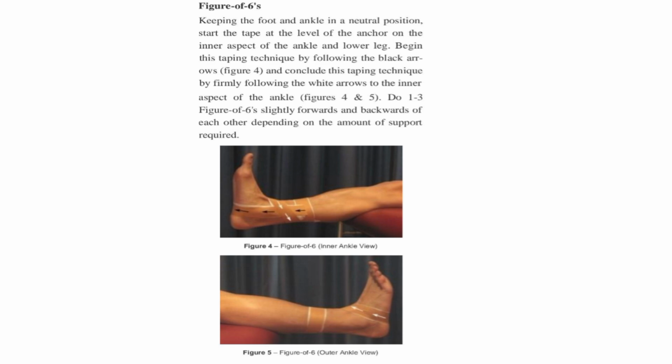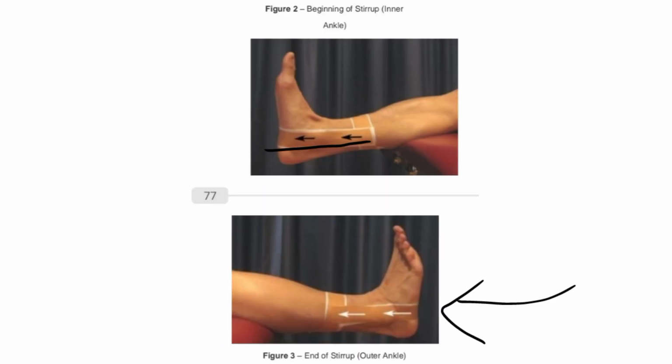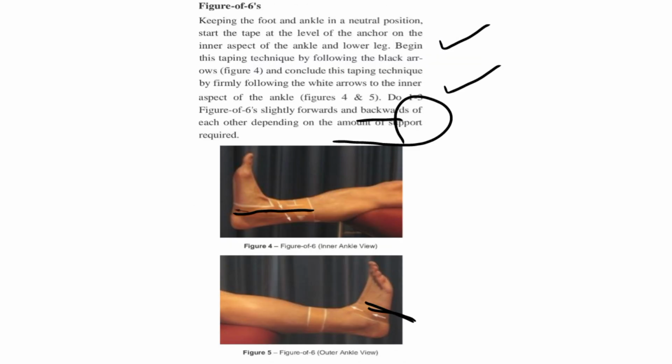Figure of 6. Keeping the foot and ankle in a neutral position, start the tape at the level of the ankle on the inner aspect of the ankle and the lower leg. Begin the taping technique by following the black and end at the white arrow. Figure of 6, slightly forward and backward of each other depending upon the amount of support required. This is the figure of 6 taping. You can see it starts from the medial side and ends this way, forward to the ankle joint. This you can see at the ankle joint strip, and this is the figure of 6.